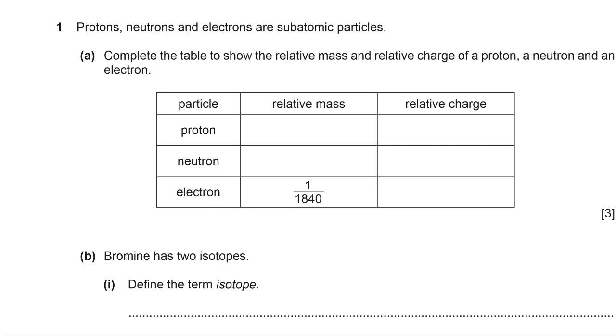Protons, neutrons, and electrons are subatomic particles. You may find them inside the atom. Complete the table to show the relative mass and relative charge of a proton, a neutron and an electron. Only for the electron it's already done, 1/1840. The relative mass of proton and neutron are equal, 1 to 1. Relative charge of proton is positive, neutron is neutral, 0, and electron is negative.